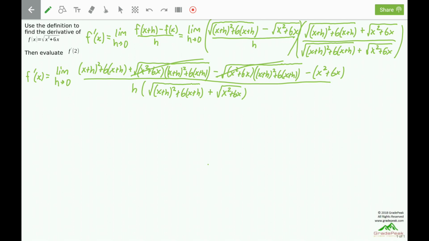I'm going to FOIL out and distribute in the numerator so that I can combine like terms together. That will give us limit as h goes to 0. We have an x plus h squared. That means an x plus h times an x plus h. We have a positive 6 times x plus h. Let's distribute that, so plus 6x plus 6h. And then we have a negative of x squared plus 6x on the end over here. Let's distribute that minus sign. Be careful with that. So it'll be a negative x squared and a negative 6x.